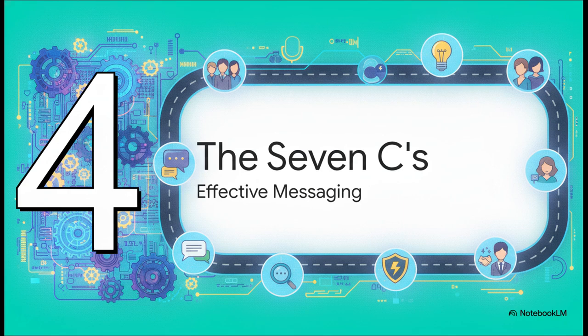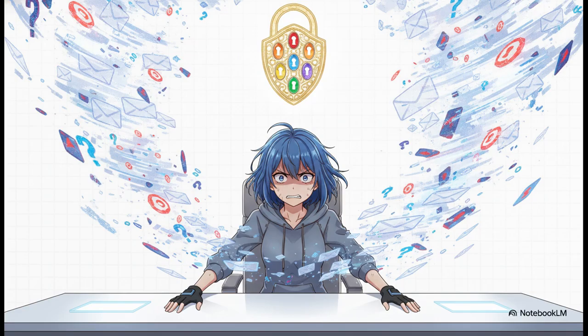All right, Section 4, the 7 C's. These are our fundamental principles for effective messaging. Let's dive into the rules of the road. According to our source, there are essential elements that absolutely must be present for a message to land effectively.